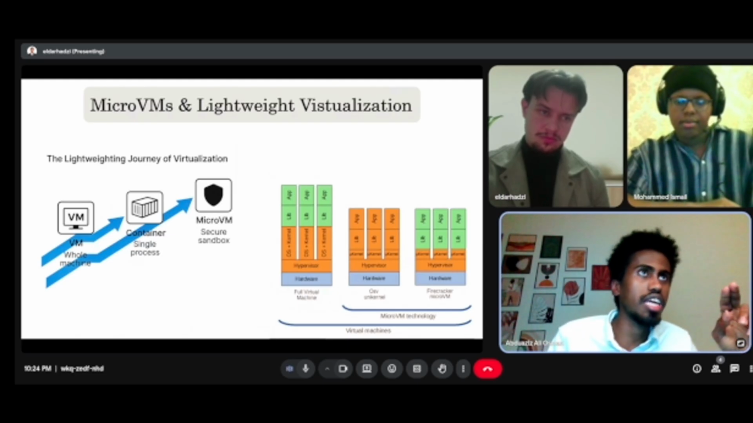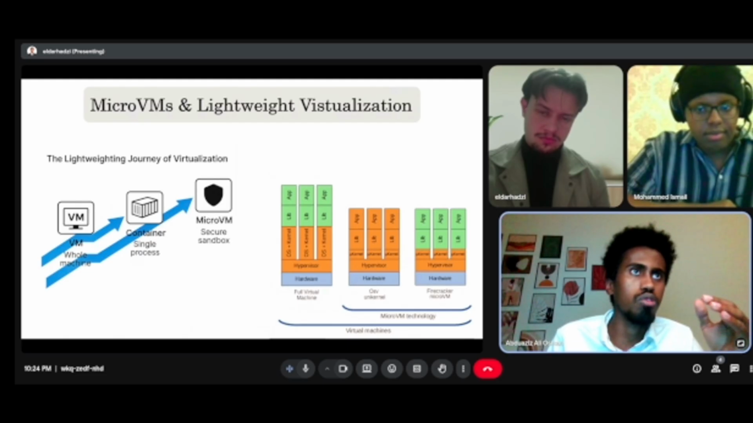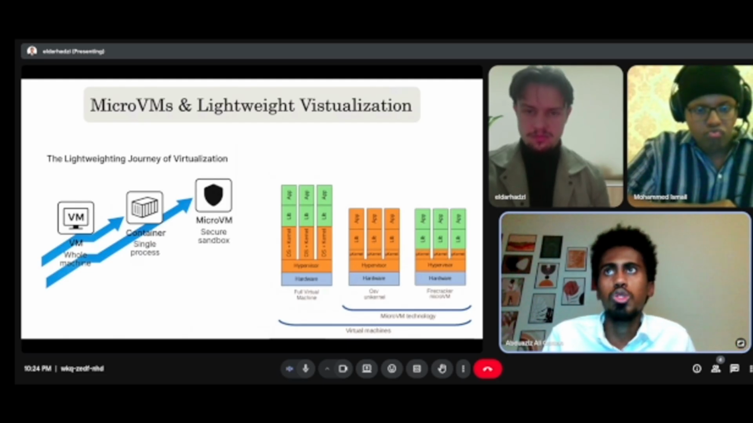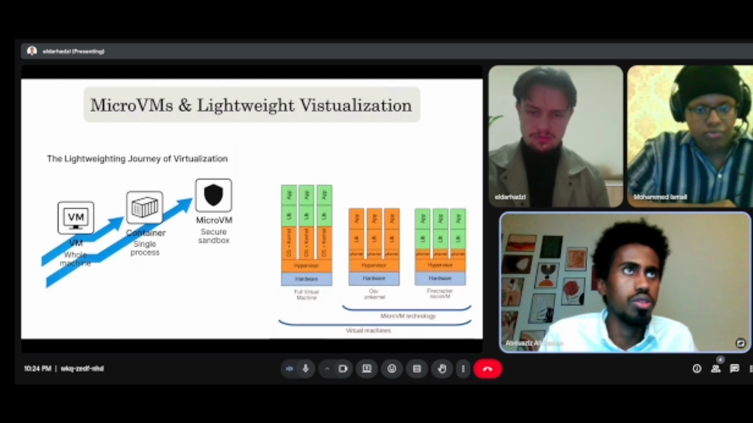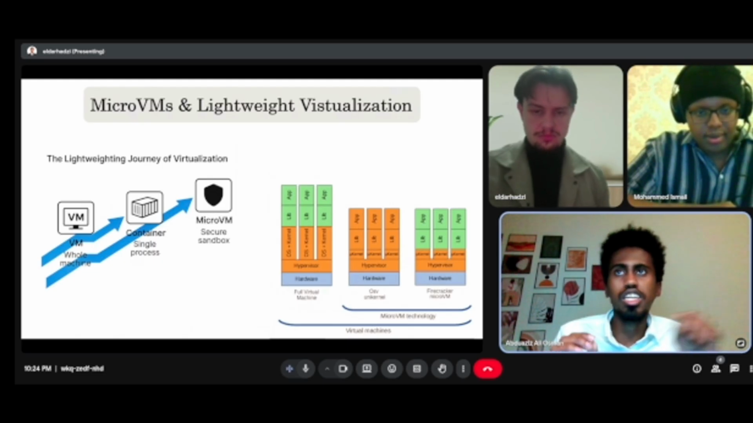There's this thing that they added, hypercalls, which introduced a whole new era in terms of virtualization speed. And the micro VMs, the Firecracker ones that I mentioned, are designed for serverless and container-scale workloads. They remove unnecessary device emulation.